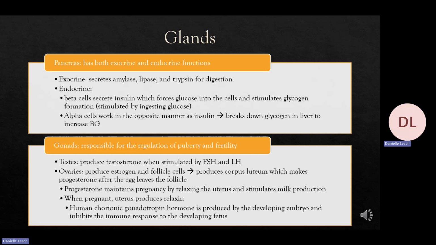The gonads, also called the sex glands, include the testes and the ovaries and are responsible for the regulation of puberty and fertility.